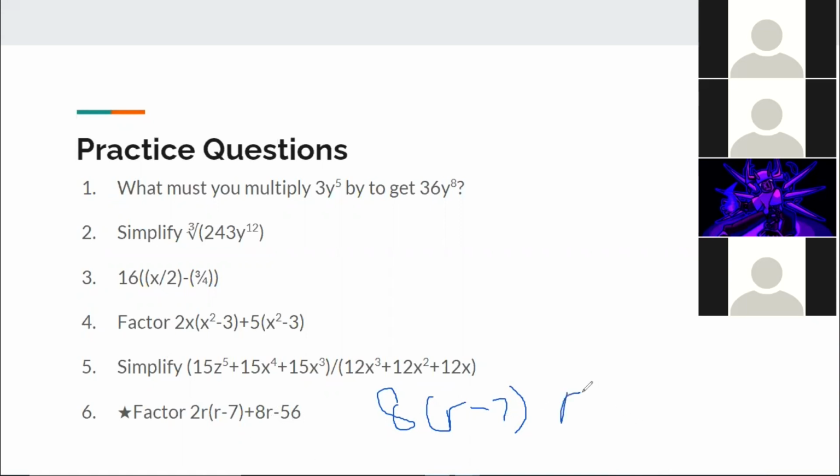So this becomes r minus 7 times 2r plus 8. And if you really wanted to factor in more, you could have taken another 2 out. So it just becomes 2 times r minus 7 times r plus 4.